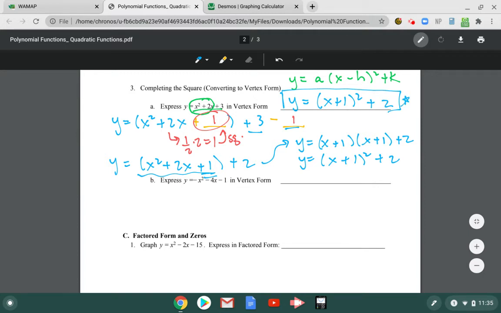Okay, next one, express in vertex form. I'm going to start the same way, and I'm going to isolate my x terms. So isolate those x terms. I'm going to not leave myself extra room for this one to start because I don't have a lead coefficient of 1. Here, I had a lead coefficient of 1, but in this one, I have a lead coefficient of -1. Before I can complete the square, I need that lead coefficient of 1. So I'm going to start by factoring out a -1.